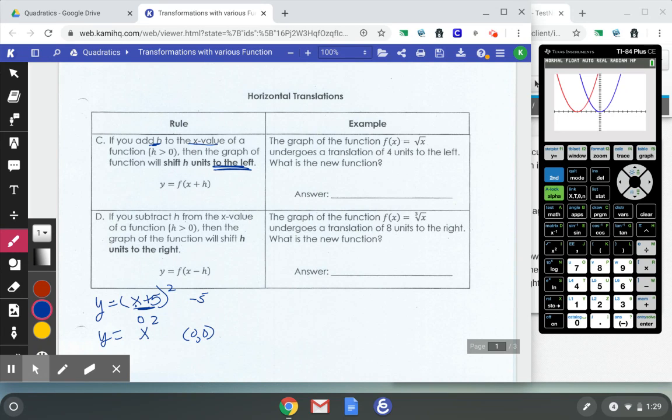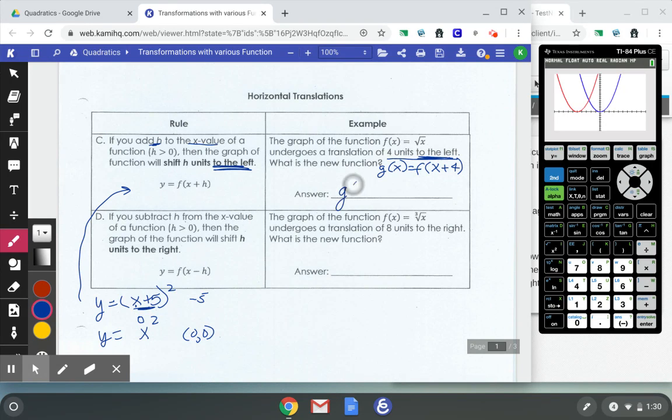An example of this: the graph of the function f of x equals the square root of x undergoes a translation of 4 units to the left. What is the new function? All right, so I'm going to call my new function g of x. It's saying that I'm going to shift it to the left, so I'm going to take my x value and I'm going to add 4 to it.